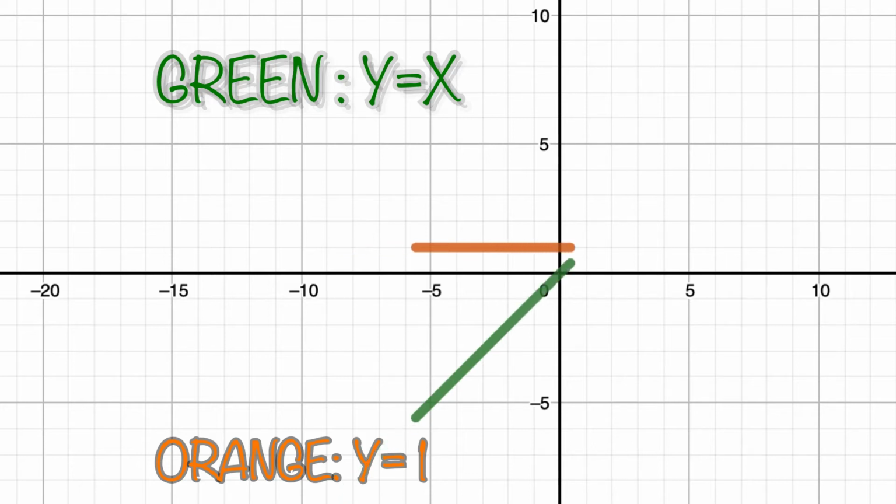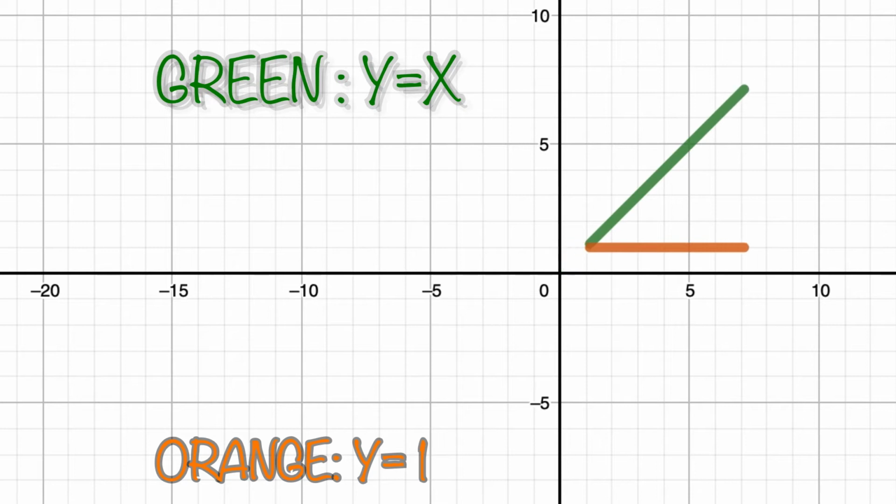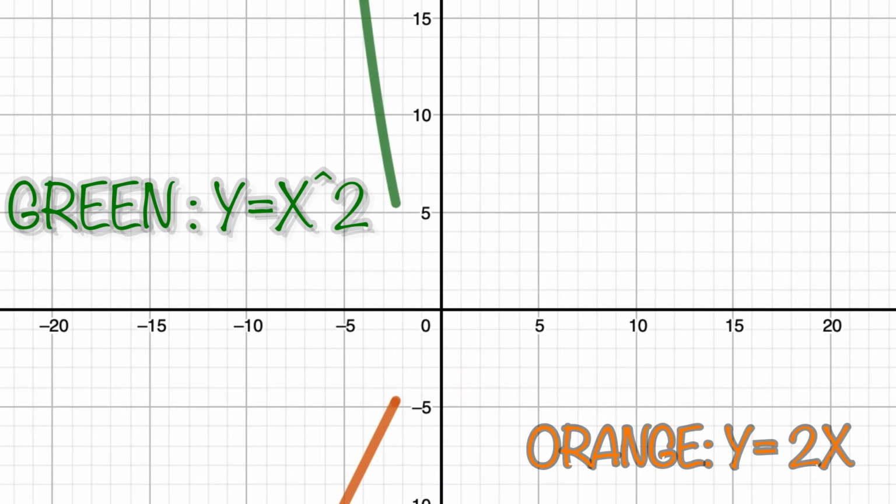So notice the slope of y equals x, anywhere you go on that graph, has an instantaneous rate of change of 1, and therefore its derivative is going to be a flat line at y equals 1. Moving on here, we have y equals x squared, and its derivative is 2x.